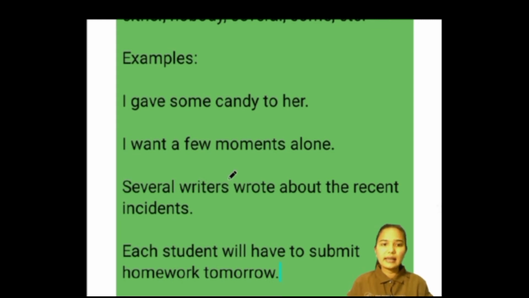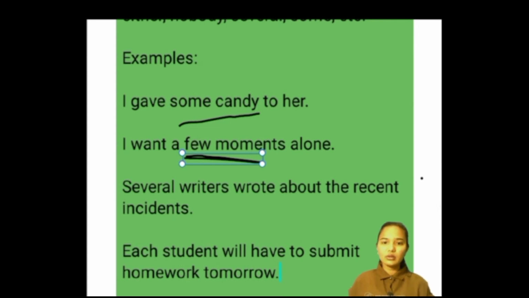It's not telling the exact number of candies given to her, right? It's just saying some candies. It can be 1 or 2 or half or 10, anything. Now the next one: I want a few moments alone. It's also not telling the exact time. The few moments can be 1 hour, 2 hours, 3 hours, or the whole day.